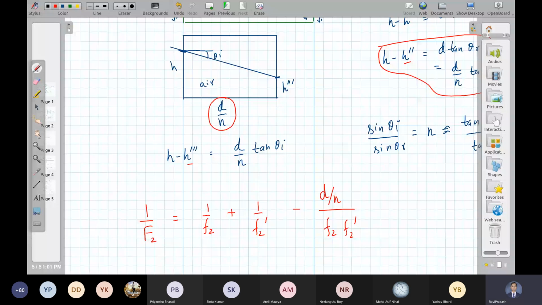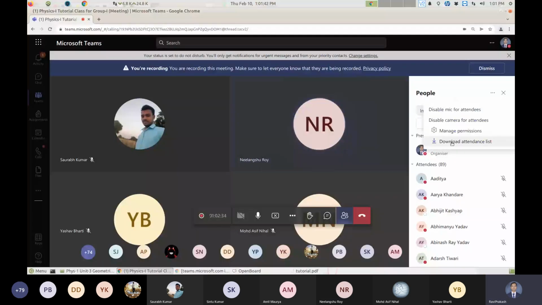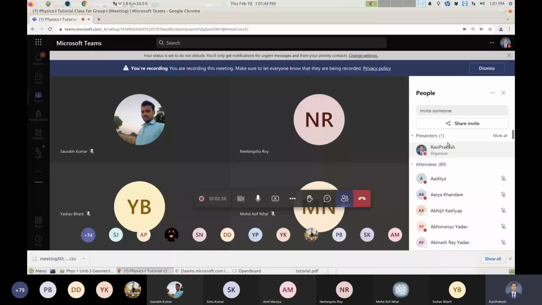Is it clear? Yes, sir. Right? Sir, yes, so the d by n is the air equivalent of the water slab. Yes. So instead of doing the whole ray diagram again, पूरा का पूरा ray diagram दोबारा बनाने की बजाय, we just find the air equivalent of the water.